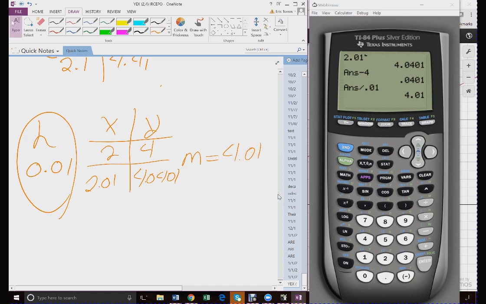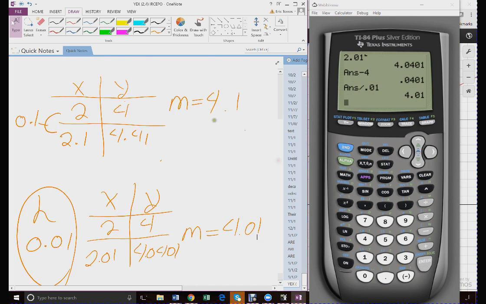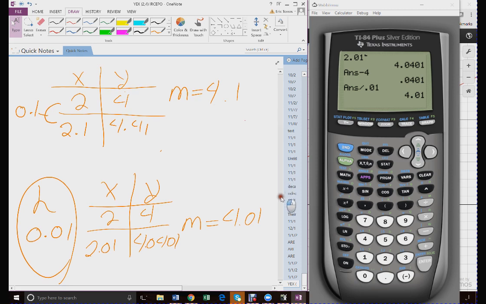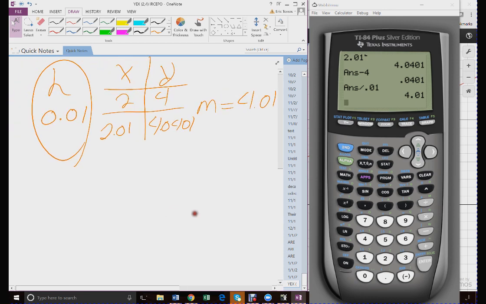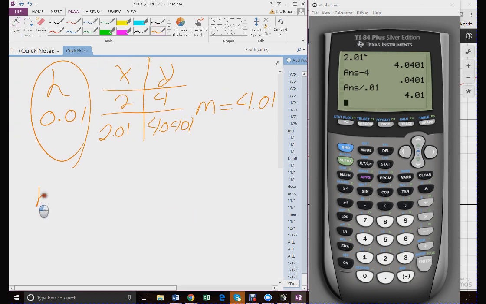And this is going to be a better estimate of my instantaneous rate of change because my points are closer. h is the distance, and h went down. So my first estimate of the slope of the tangent line was 4.1. My second estimate is better at 4.01. And again, I can make as good an estimate as you would like just by making h smaller. What if I took h and made it 0.001?